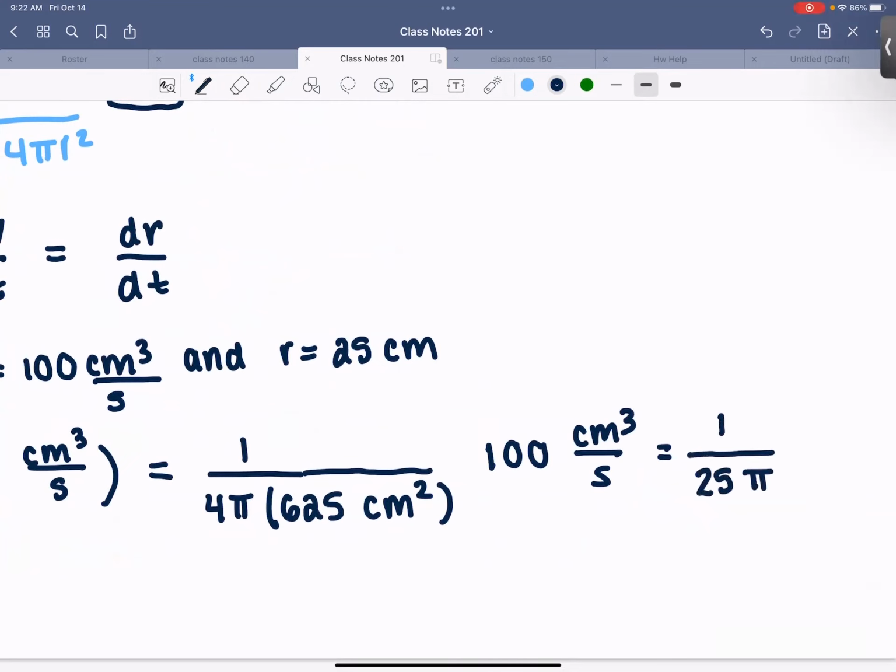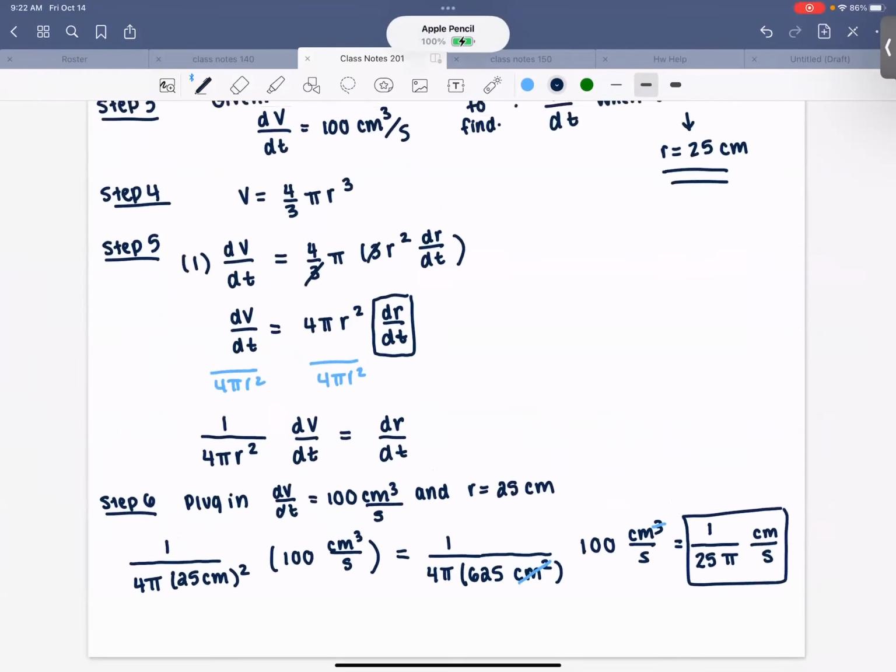What are my units going to be? Centimeters per second, right? Because the centimeters squared and the centimeters cubed cancel out, and we're left with centimeters per second. So in total, the radius of my balloon is increasing at 1 over 25 pi centimeters per second. Any questions on what I've done here?